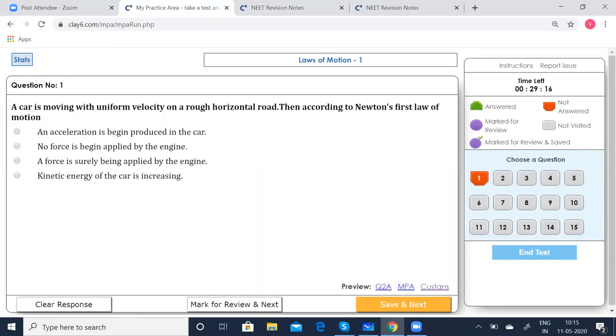A car is moving with uniform velocity on a rough horizontal road. Then, according to Newton's first law of motion, I'm sorry, children, I'll come again. An acceleration is being produced in the car. There's a spelling error there. No force is being applied by the engine. The force is surely being applied by the engine. Kinetic energy of the car is increasing.